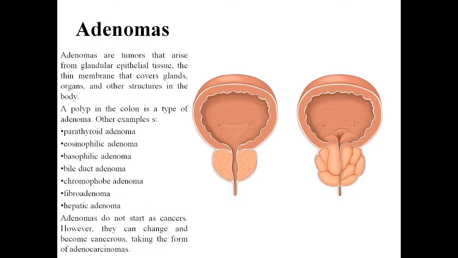And now you can see other examples of this benign tumor. For example, parathyroid adenoma, eosinophilic adenoma, basophilic adenoma, bile duct adenoma, chromophobe adenoma, fibroadenoma, and hepatic adenoma.